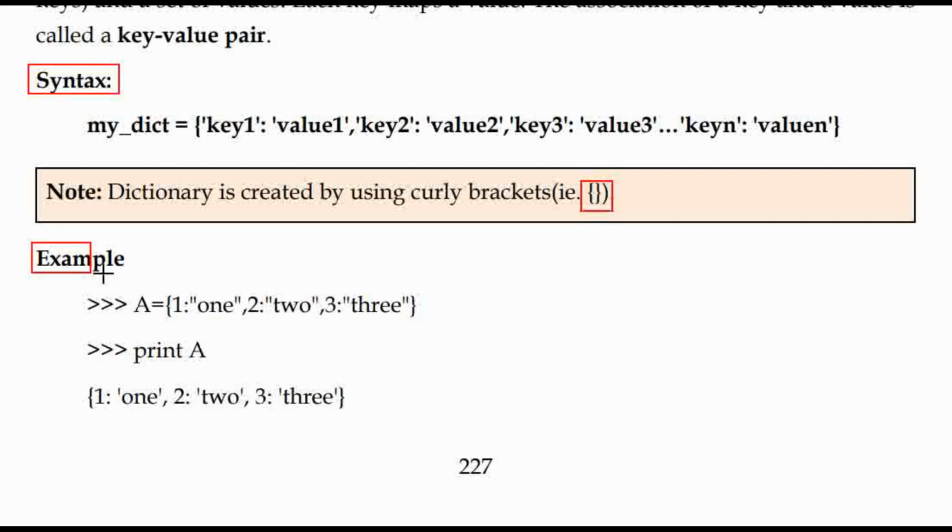Let's take one example. A is equal to, key 1, its value is one, 2 is two, 3 is three. 1, 2, 3 digits are keys and words one, two, three are their values. Print A. The dictionary is printed with 1, 2 and 3.